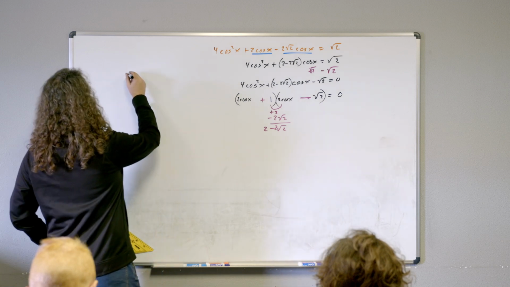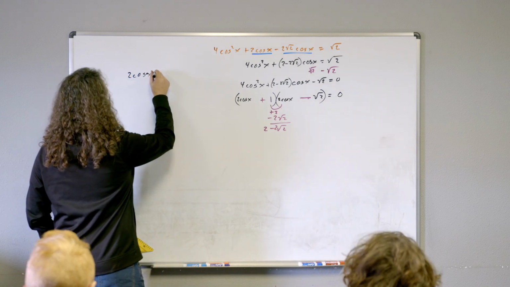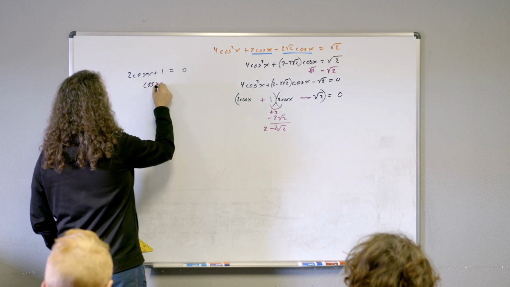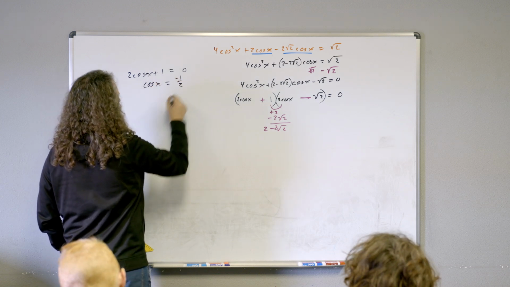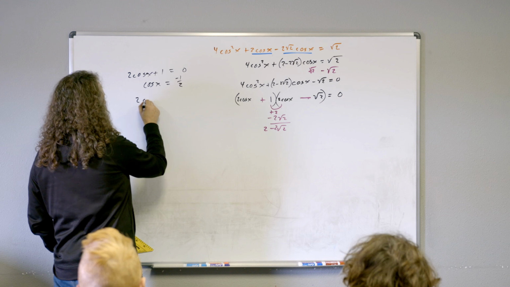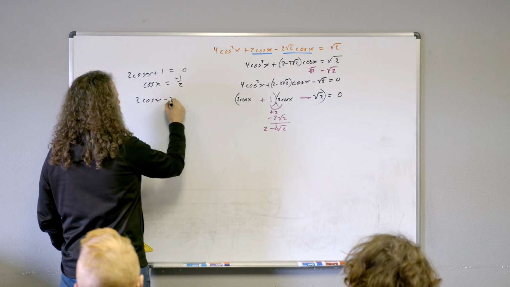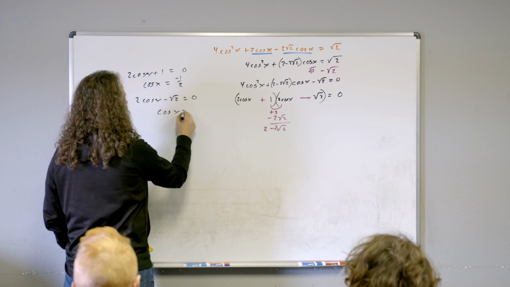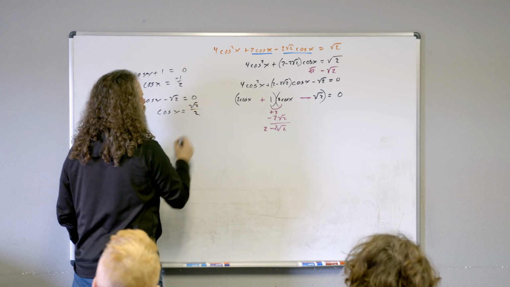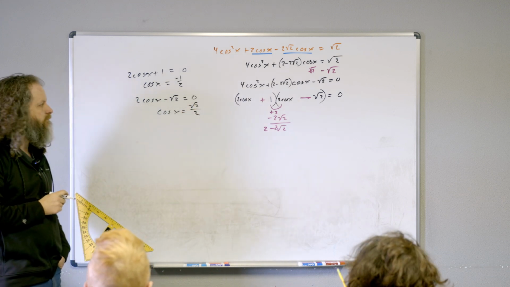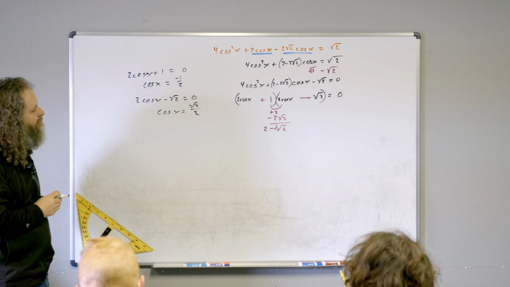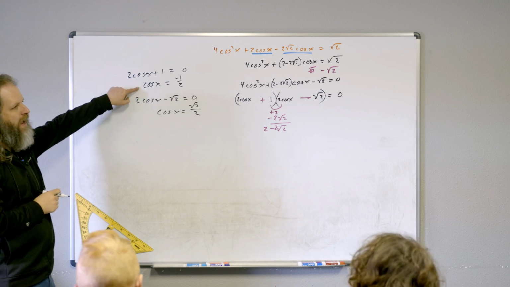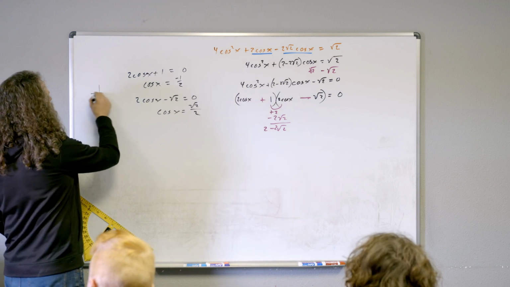Anyway, so 2 cosine x plus 1 equals 0, so cosine x equals negative 1/2. And 2 cosine x minus square root of 2 equals 0, so the cosine of x equals positive square root of 2 over 2. That bottom one, we're going to have pi over 4 and probably 5 pi over 4. So where is cosine negative 1/2?